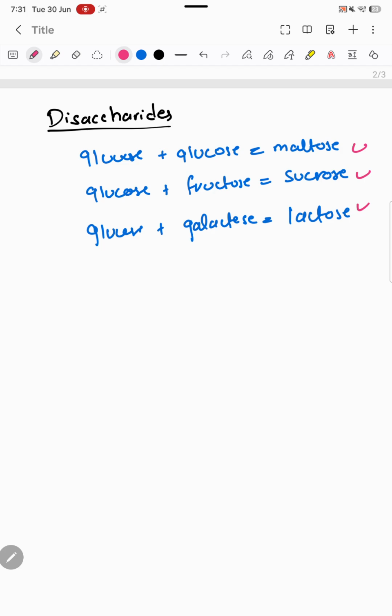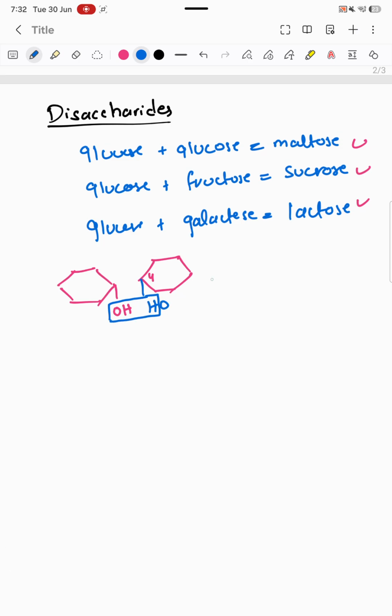So when two monomers combine together, like glucose and glucose, look at the example here. This is an alpha glucose, this is another alpha glucose having the hydroxyl group over here. At carbon 4, there is another hydroxyl group here. So both combine together by the removal of a water molecule. So the water molecule is removed and maltose is formed.